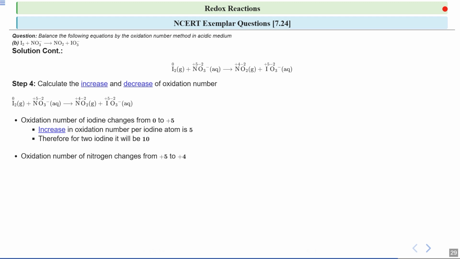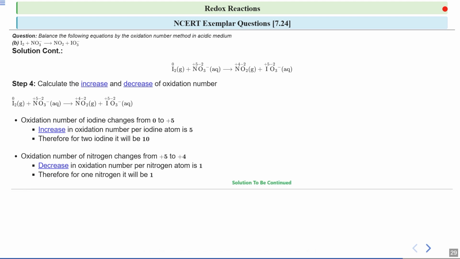Whereas in the case of nitrogen, the oxidation state is changing from +5 to +4. Therefore, there is a decrease in oxidation number, and per nitrogen atom that decrease is 1. Now, to make the decrease and increase in oxidation number equal, the one which is lacking that change, you will multiply by 10. So let's do it.